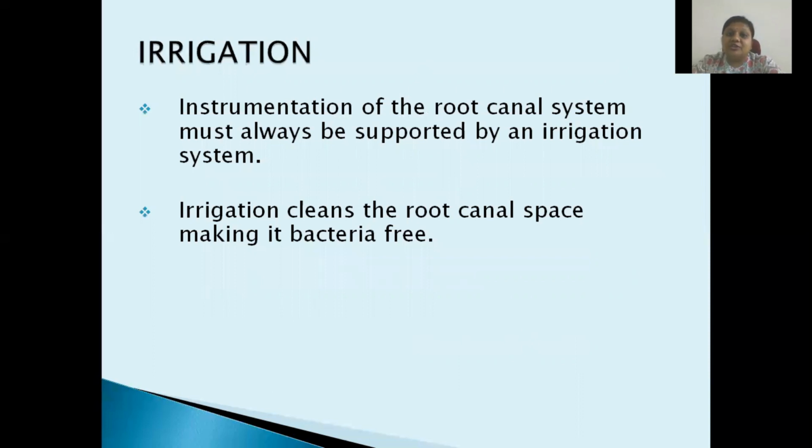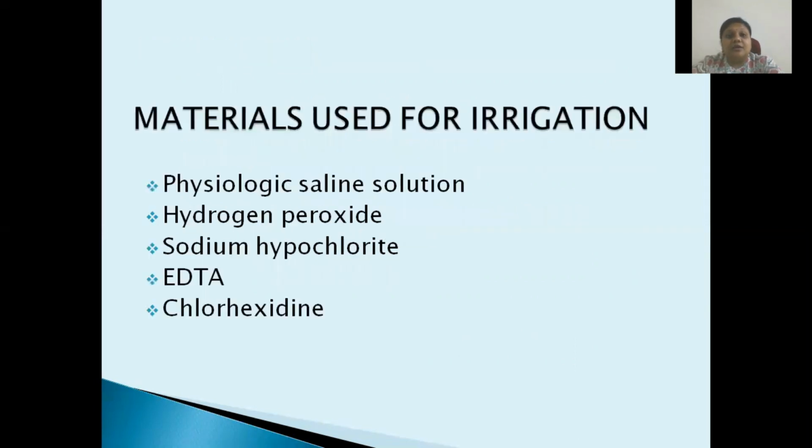Irrigation. Instrumentation of the root canal system must always be supported by an irrigation system. Irrigation cleans the root canal space, making it bacteria-free. The materials used for irrigation are physiologic saline solution, hydrogen peroxide, sodium hypochlorite, EDTA gels, and of late we have started using chlorhexidine too.